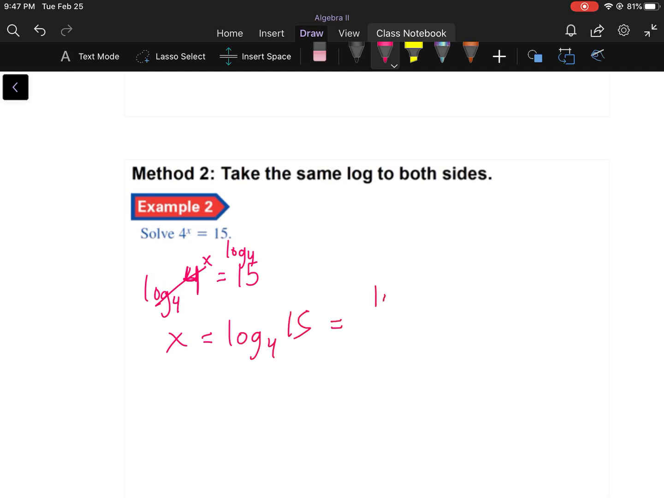There is a change of base, so it's the log of the big number, 15, over the common log of base 4. So that's log base 10, log base 10. The whole purpose of that is because you can actually use your calculator to get that. So I can take log of 15, enter, divided by log of 4, enter, and get 1.95.